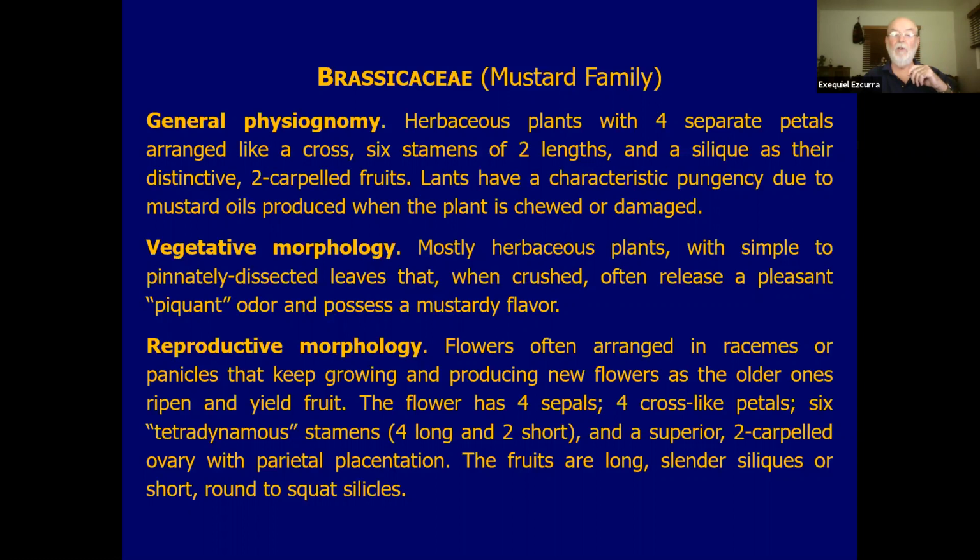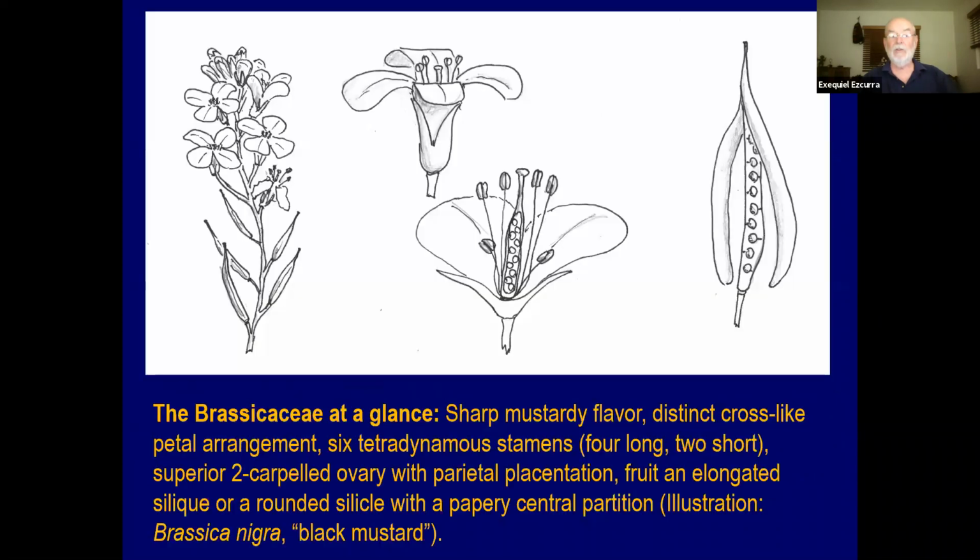The reproductive morphology, we mentioned it already. The flowers are often arranged in racemes that keep growing and producing new flowers as the older ones ripen and yield fruit. The flower has 4 sepals, 4 cross-like petals, 6 tetradynamous stamens. The word tetradynamous means 4 long, tetra, and 2 short, dynamos, and a superior 2-carpel ovary with parietal placentation. The fruits are siliques, or sometimes, if they're not long, if they're rounded, we call them silicles.